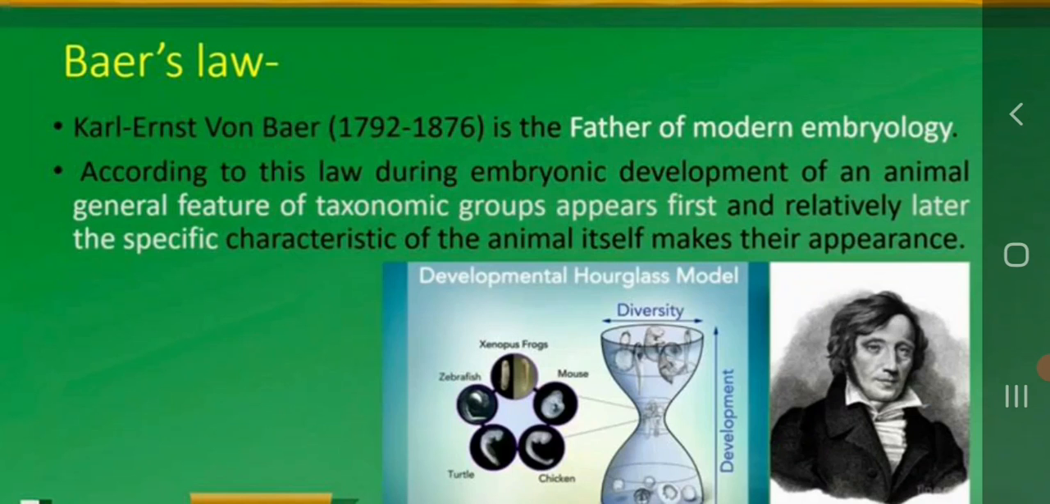Karl Ernst von Baer, who is also known as the father of modern embryology, did many experiments. And one of the theories given by him was the developmental hourglass model. According to this, embryogenesis, that is the formation of embryo, is more divergent in early stages and later stages. But the middle stage has more conservation of the embryogenesis structures. So the early and the later stages are more divergent, whereas the middle stage is not that divergent. This is the hourglass model given by Baer.